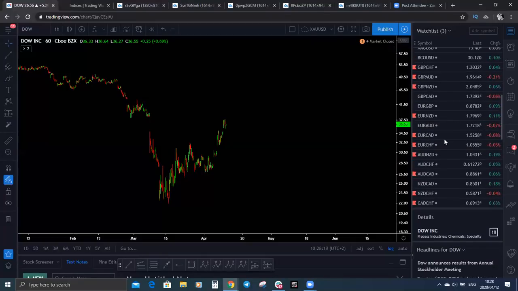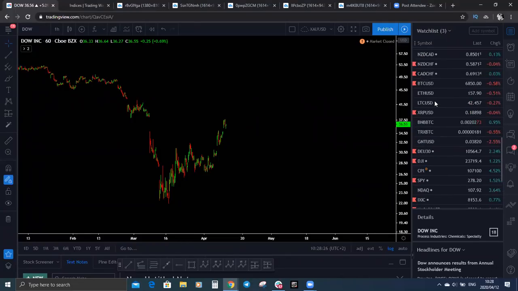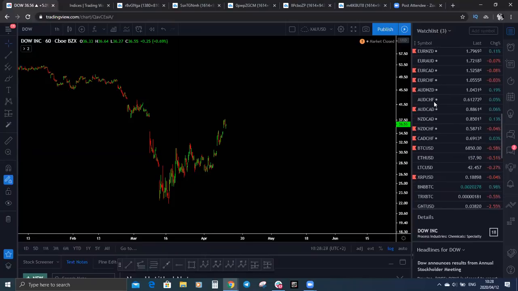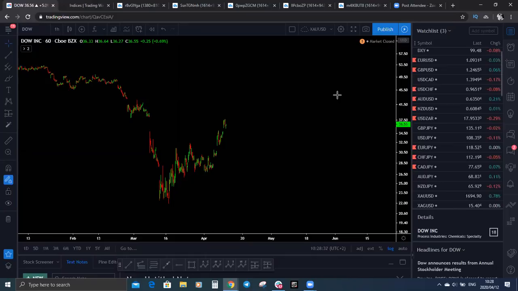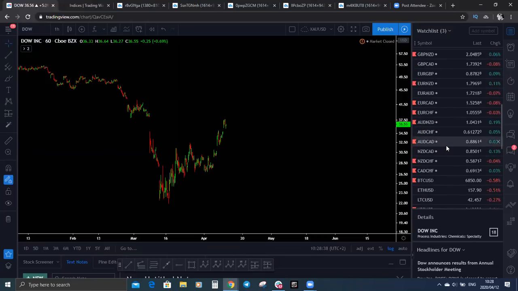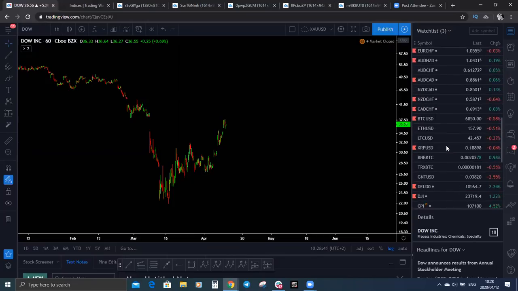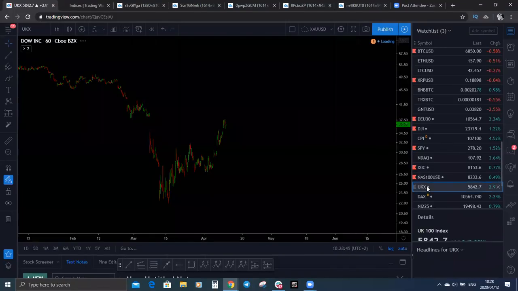Let's look at the UK 100. Let's have a look here. My watch list has changed a bit with the change of this, guys. Just 1 second. There we go. We've got the UK 100 there.